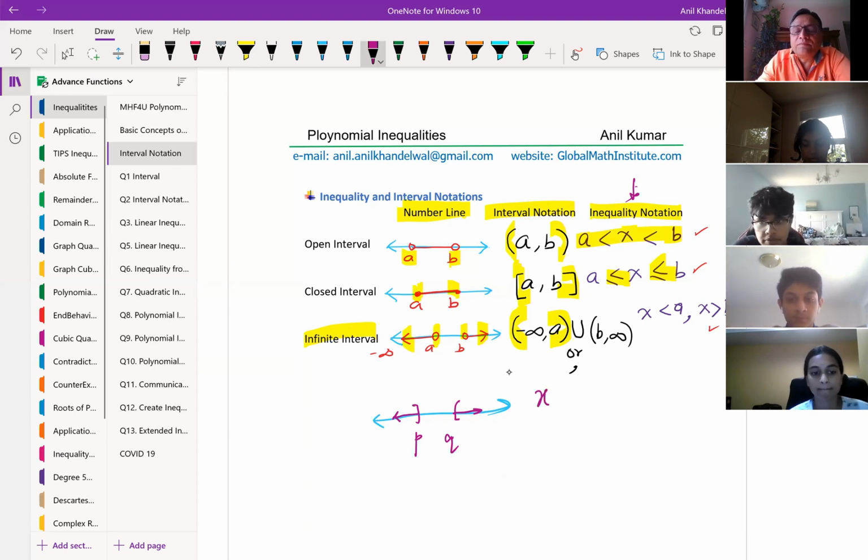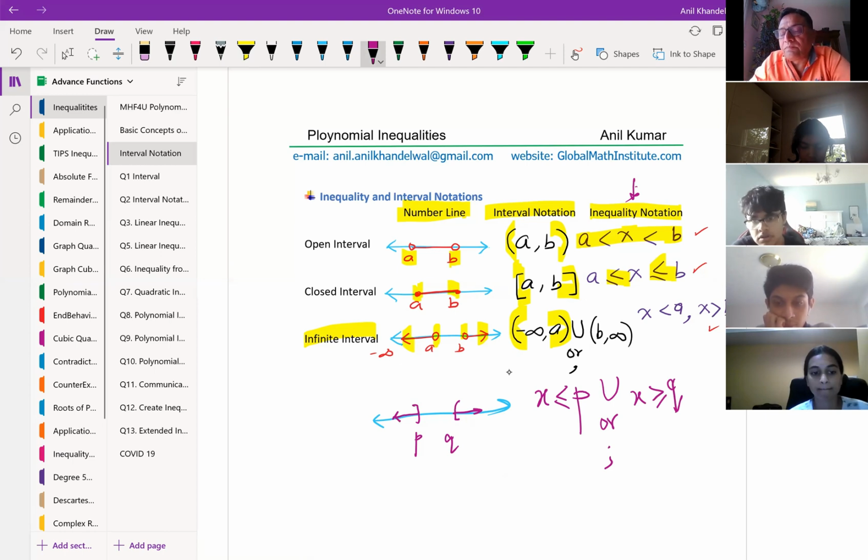So the first one would be X is less than or equal to P. Sorry, yeah. And then the second one would be X is greater than or equal to Q. You can say union, or you can use the word or, or you can use a semicolon. Is that clear to you? Greater than or equal to? Is it because the circle is closed?